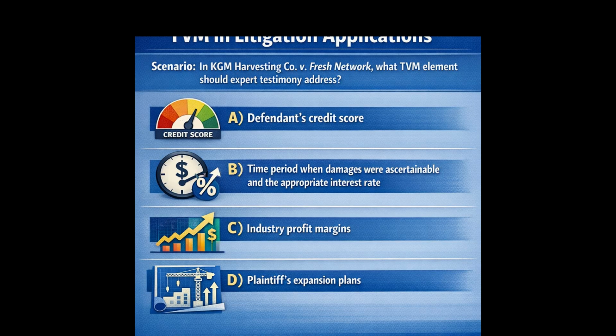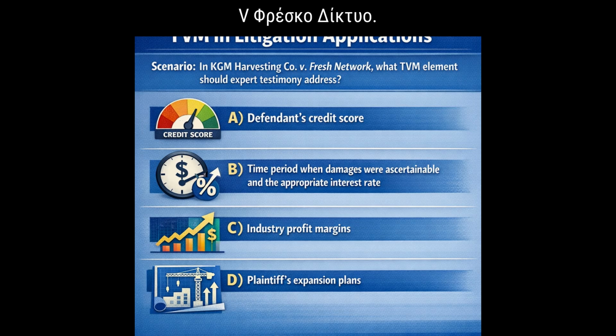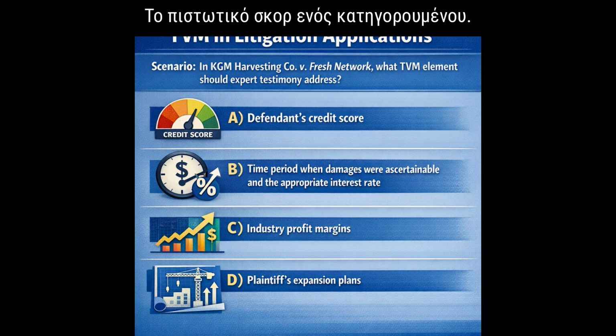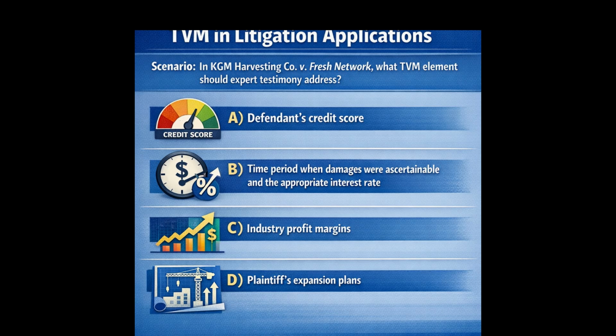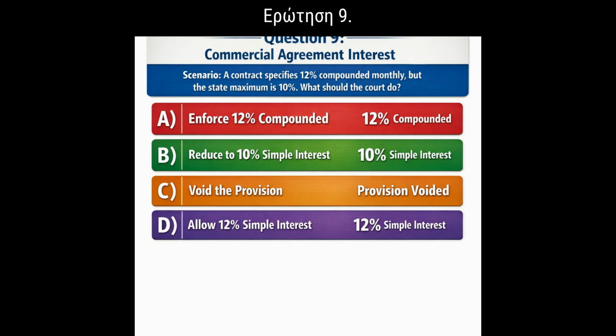Question 8. TVM in litigation applications. Scenario. In KGM Harvesting Company v. Fresh Network, what TVM element should expert testimony address? A. Defendant's credit score. B. Time period when damages were ascertainable and the appropriate interest rate. C. Industry profit margins. D. Plaintiff's expansion plans.